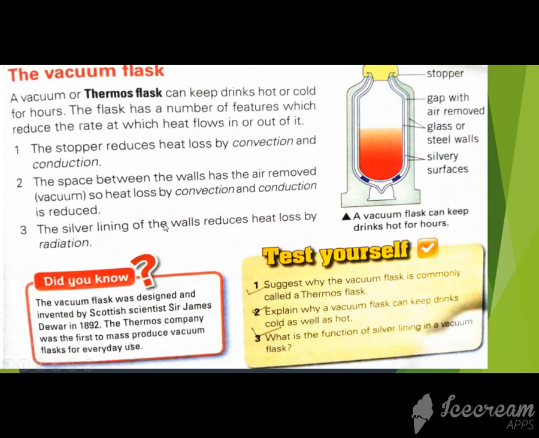Number 3 is the silver lining. So the silver lining of the walls reduces heat loss by radiation. The silver lining is usually made up of aluminium and it helps to reduce heat loss. Now, did you know the vacuum flask was designed and invented by a Scottish scientist? His name was Sir James. He designed the vacuum flask in 1892. The Thermos company was the first to mass produce vacuum flasks for everyday use, so that we can use them in daily life.